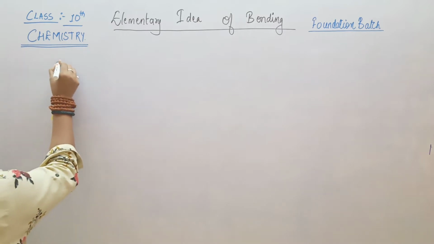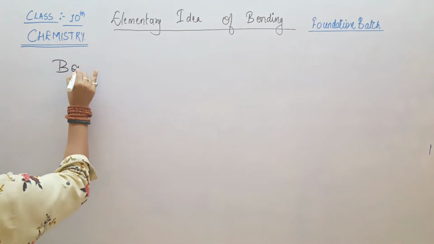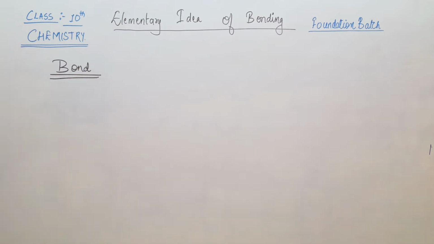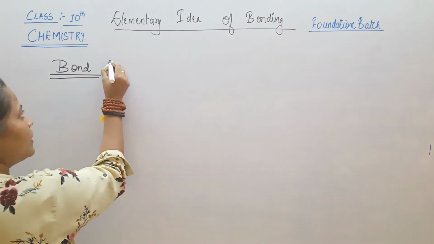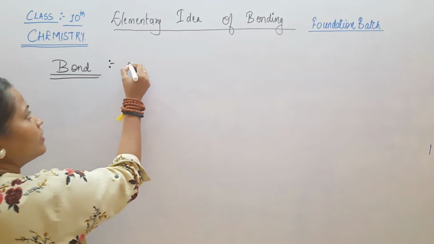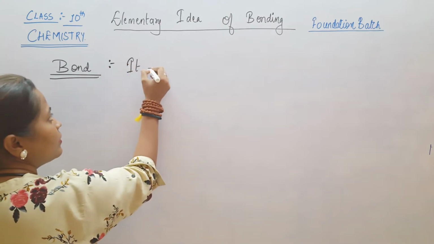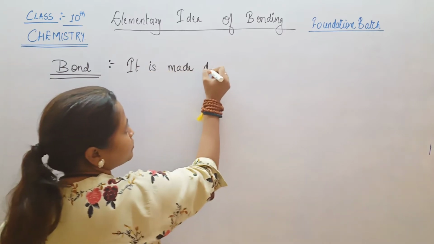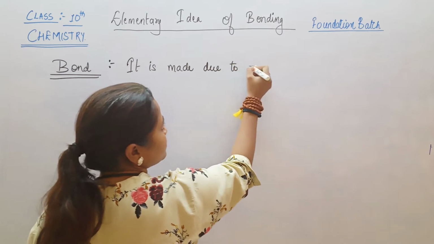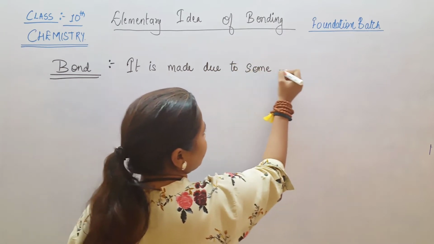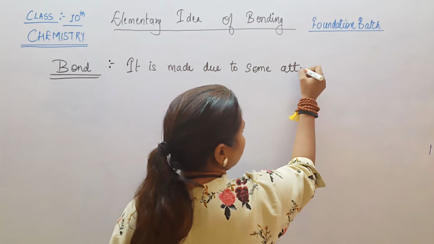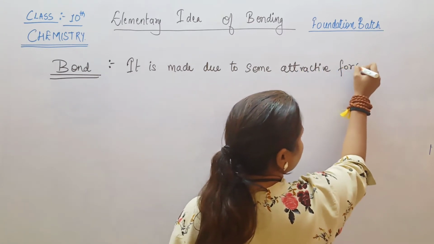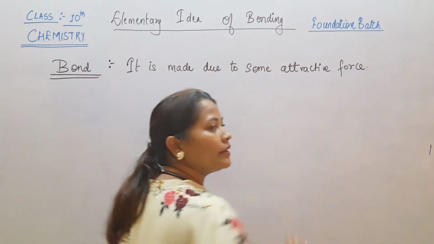The only thing which we should remember before starting electrovalent bond is कि bond of whatever type needs an attractive force. ठीक है, so bond is made or it is made due to some attractive forces. ठीक है, if you remember this, you'll be able to understand the bonds.